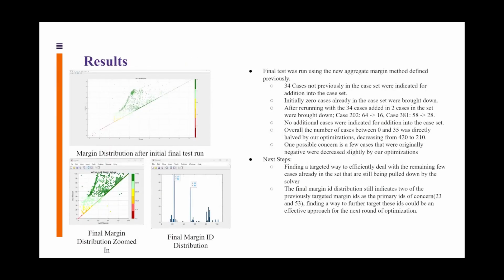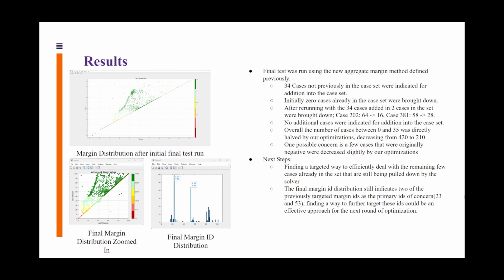So for our results, we actually saw better results than expected. Using the cases and constants that we just discussed, we did many rounds of optimization using pattern search on these cases and constants, and we were able to see the result of only two cases being brought down in the set to a value that may start to be dangerous. We were able to halve the number of cases between 0 and 35 from 420 to 210 through our optimizations.